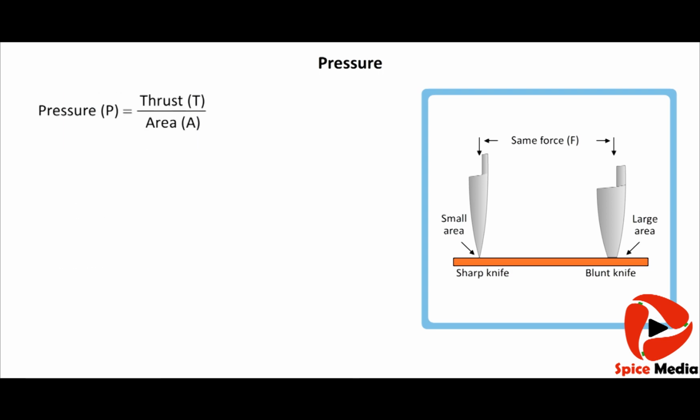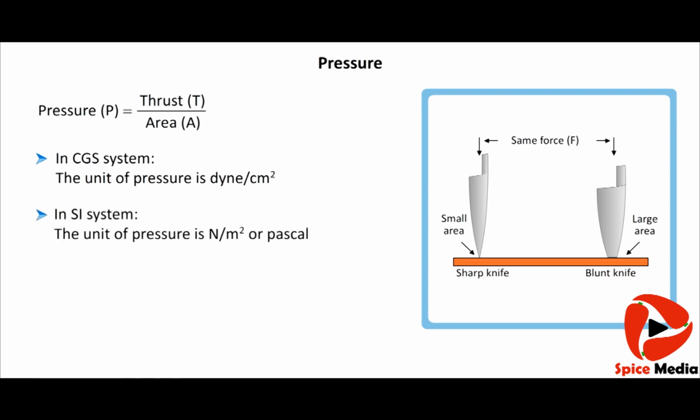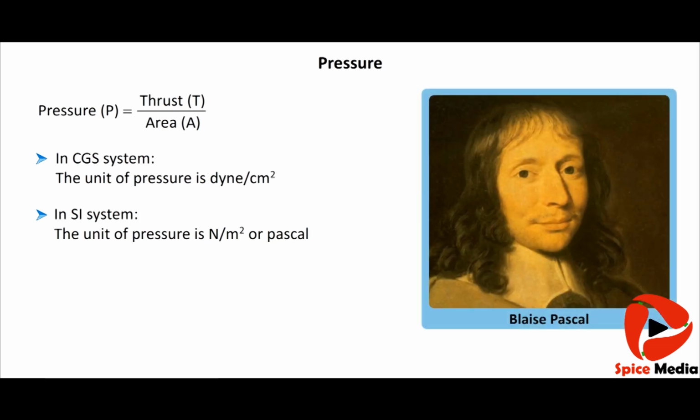Thus, it states that the effect of force is more if the applied area is less. This explains the concept of pressure. Now let us see the definition of pressure. Pressure is defined as force or thrust exerted on the surface per unit area. That is, pressure P is equal to thrust T divided by area A.